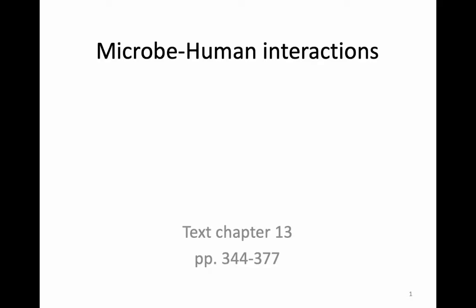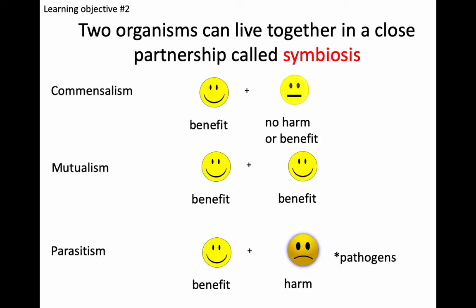Welcome to the Chapter 13 lecture on microbe and human interactions. Microbes and humans can live in close partnership, and these types of relationships between two organisms living closely together are called symbiosis. There are three types of symbiotic relationships.